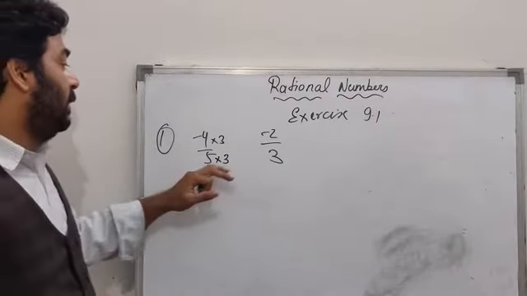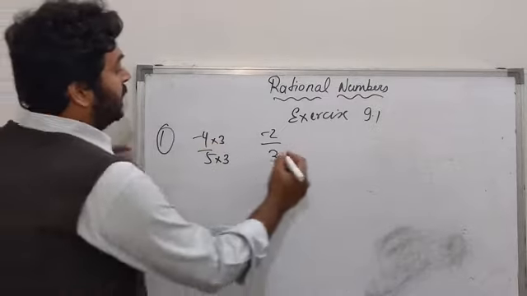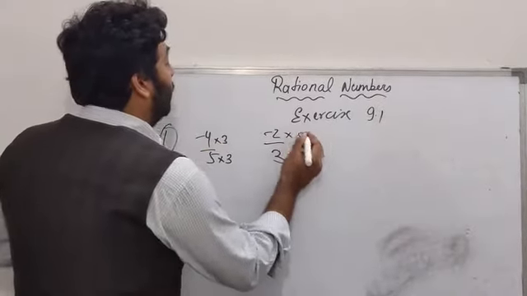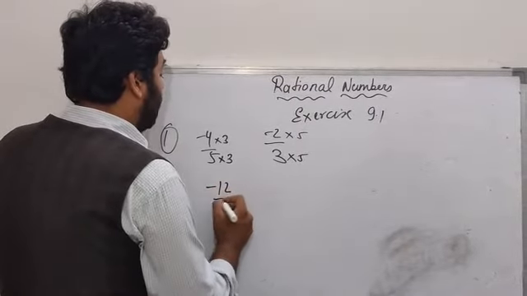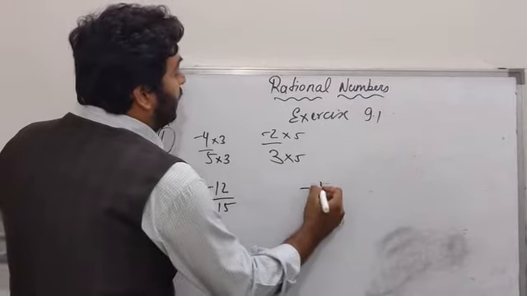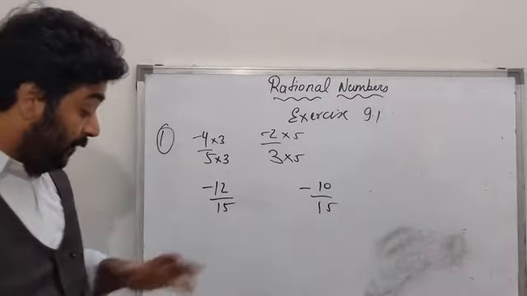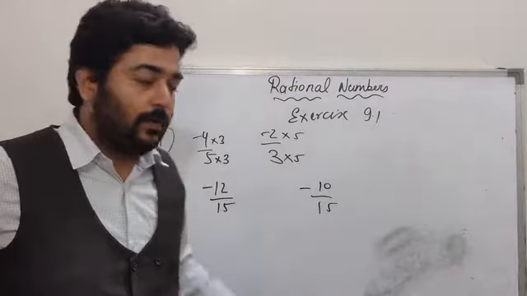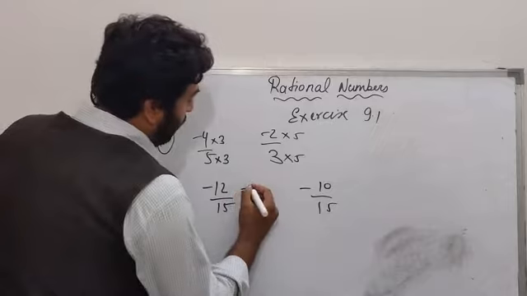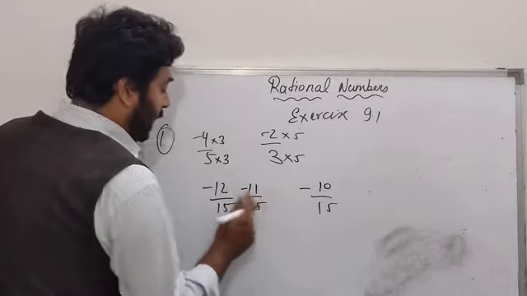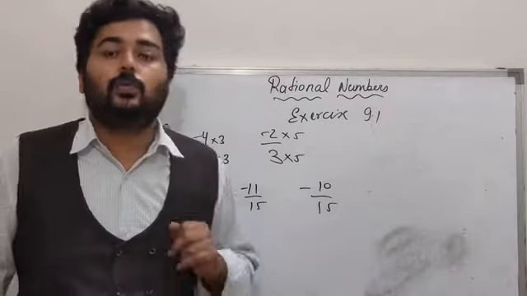For this we have to multiply this by 3. So we will also multiply the numerator by 3 and this by 5, and we will also multiply this numerator by 5. So we will get -12 upon 15 and -10 upon 15. Okay. लेकिन look here, you have to find 5 rational numbers between this. But according to this, you will find only 1 rational number. अभी तो तुम्हें 1 ही rational number मिल रहा है, but you have to find 5 rational numbers according to the question. So what you have to do?